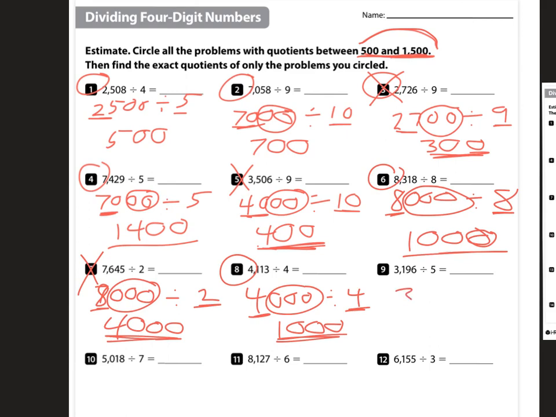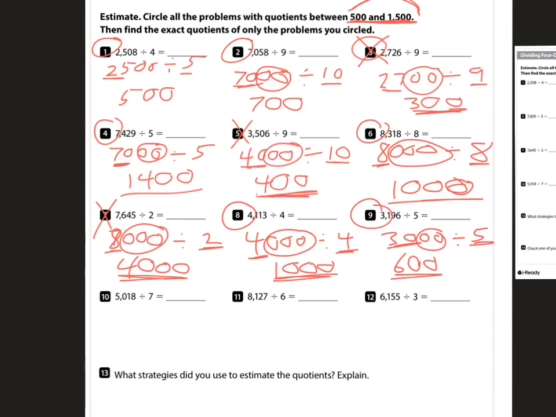Number 9, 3,000 divided by 5, and 5 goes into 30 6 times, 2 zeros left over, and 600 does fall between 500 and 1500. Alright, number 10, you have 5,018 divided by 7. Go ahead and round that to 5,000 divided by 10. 10 goes into 50 5 times. You have 2 zeros, and that does fall between 500 and 1500, so we will be solving that.